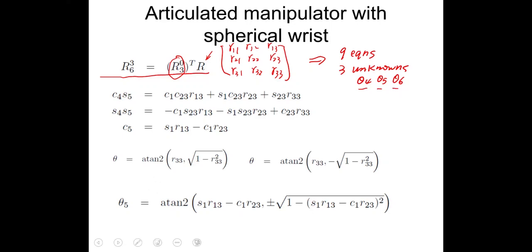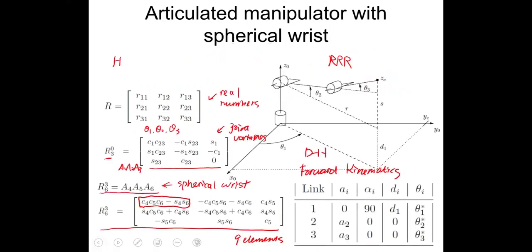Okay, so in this example, we take a look at which of these 9 equations are simple, so that we can choose them to calculate these 3 unknowns. And it seems like here, this is pretty simple, right? Because we only have C4 and C5, and from here we can directly calculate this theta 5. So we will do that.